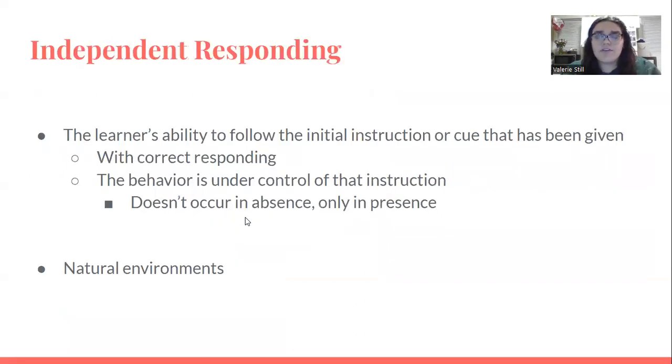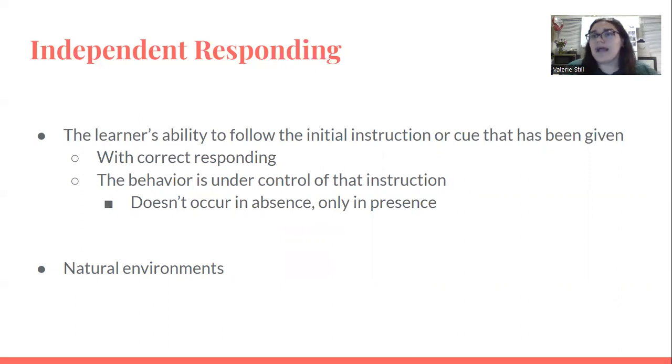So I'm just going to go over the different types of prompts and then provide some examples. The natural or independent responding is the learner's ability to follow the instruction after the cue has been given. After a certain amount of time, they have followed it and they're correct with their responding. So if you told them to pick up and they picked up the item, that would be independent responding. That behavior is under control of that instruction, meaning when that instruction is not given, that behavior is not occurring.